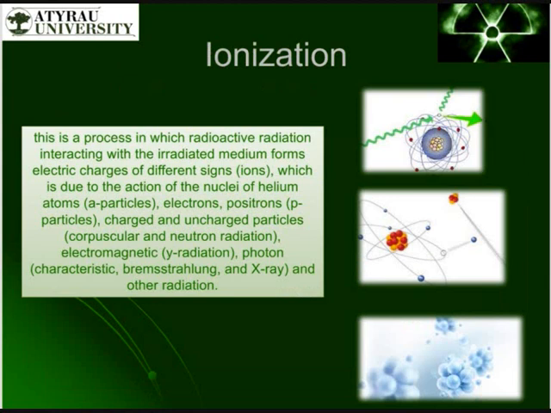It is known that radioactive radiation interacting with the irradiated medium forms electric charges of different signs. This process is called ionization and is due to the action of the nuclei of helium atoms, alpha particles, electrons, positrons, beta particles, charged and uncharged particles, corpuscular and neutron radiation, electromagnetic gamma radiation, photon, characteristic, bremsstrahlung, and X-ray and other radiation. None of these types of radioactive radiation is perceived by the human senses.